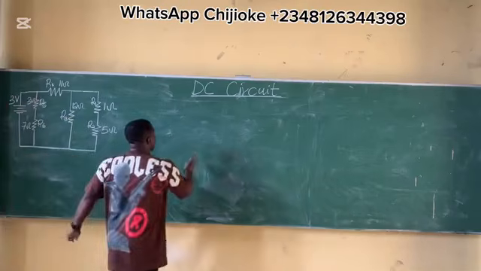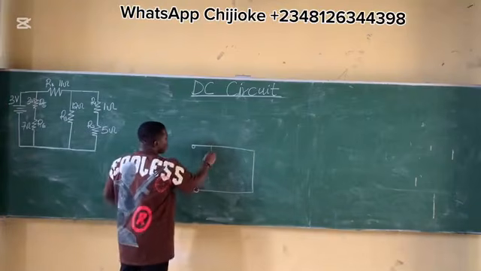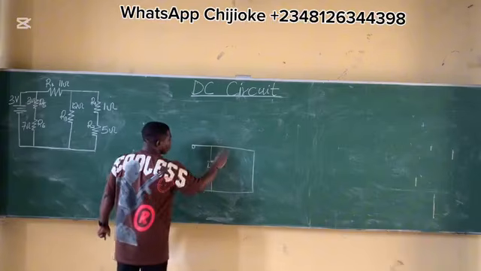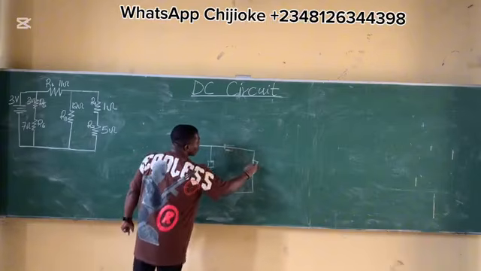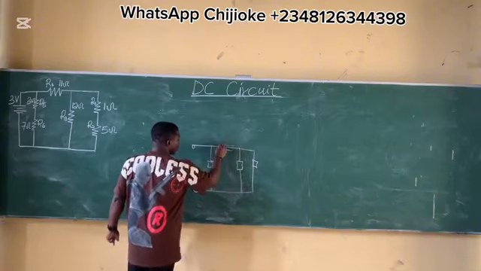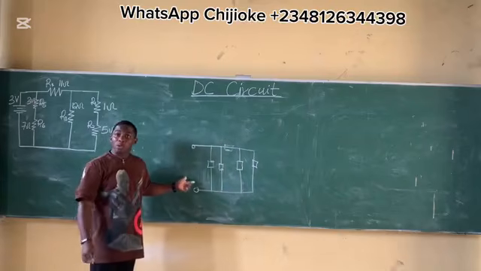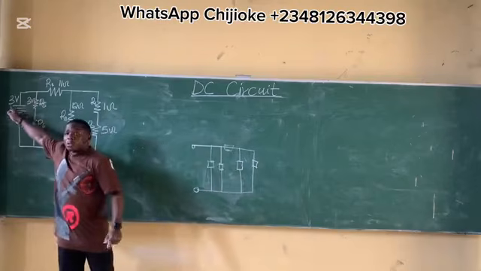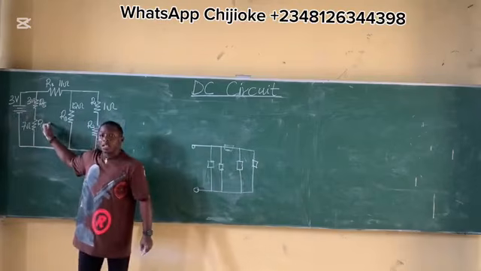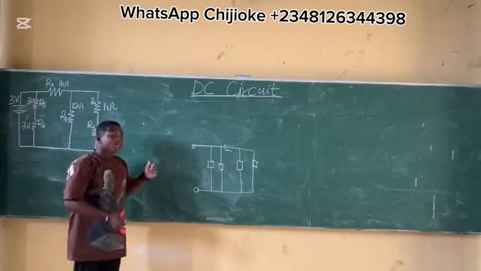If I give you an open circuit like this, it is called an open circuit. You know why it's called an open circuit? Because there's no what? Power source. This one is closed, isn't it? Yes. This one is closed because there's a power source. This one is open because there's no what? Power source.